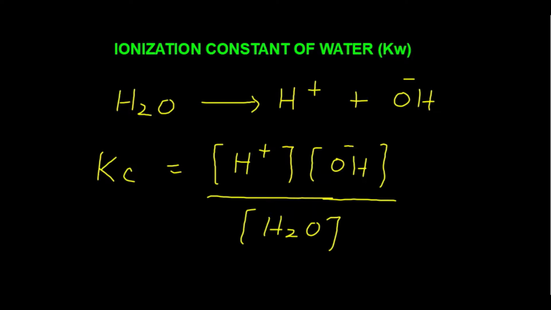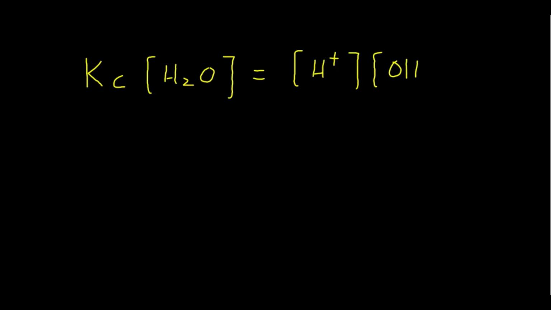Now we know water is present in the form of solvent. It means water is present in very large excess and only very few molecules of water ionize, since water is a weak electrolyte. So the concentration of water almost remains constant. So we can write Kc times the molar concentration of water is equal to the molar concentration of hydrogen ion times the molar concentration of hydroxide ions.